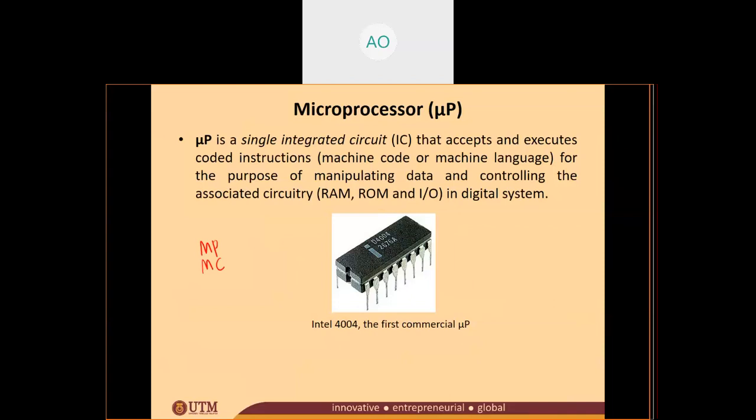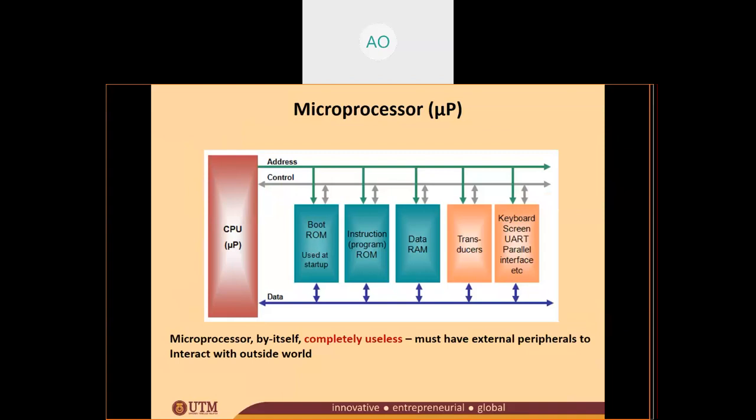The first CPU. A microprocessor is a single integrated circuit that accepts and executes coded instructions, which is either machine code or machine language, for the purpose of manipulating data and controlling the associated circuitry such as RAM, ROM, I/O in the digital system. So this is a micro P. A microprocessor by itself is completely useless. If you buy a micro P IC or chip only, it is completely useless. Why? Because you need external peripherals to interact with the outside world.